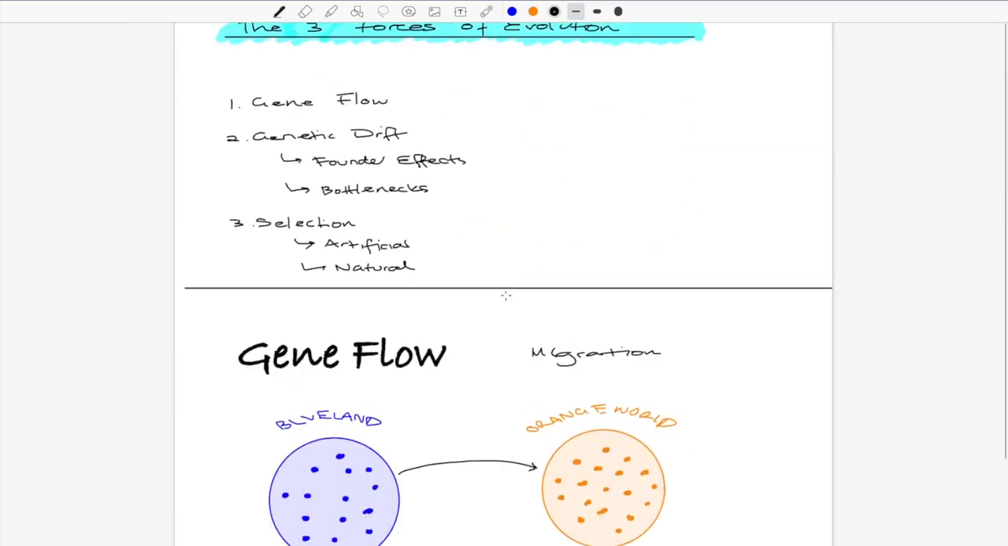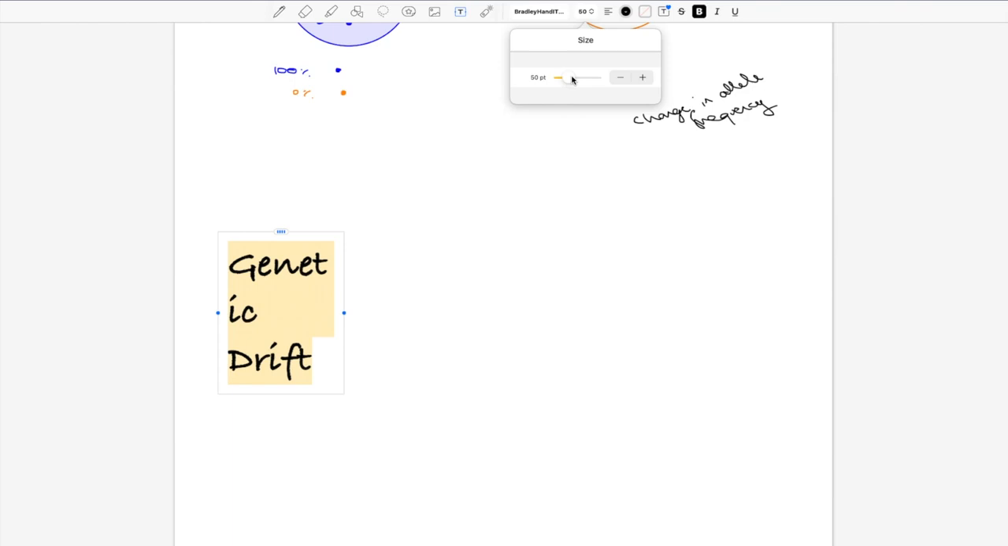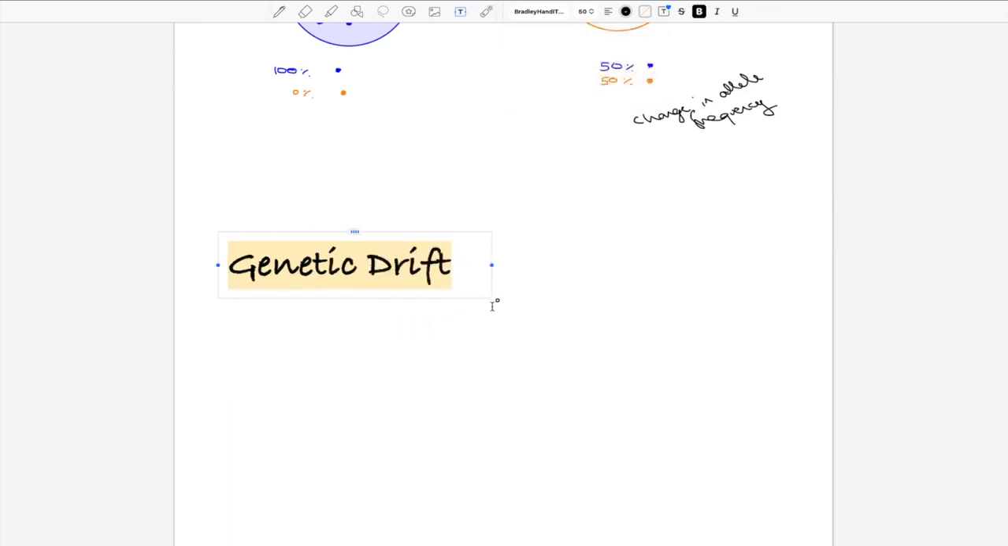Now this is one that a lot of people get confused. It's not the same as gene flow. Gene flow is migration. Genetic drift is about the drifting of genetics or genes across generations, leading to a change in allele frequencies. And there are two key types of genetic drift that can occur. So the first one is founder effects.